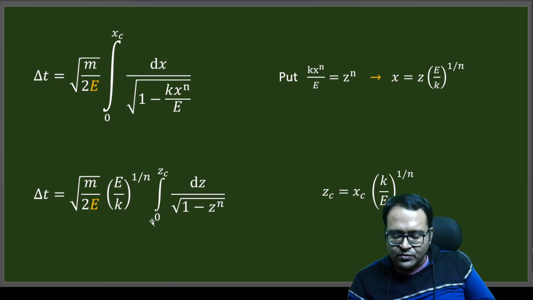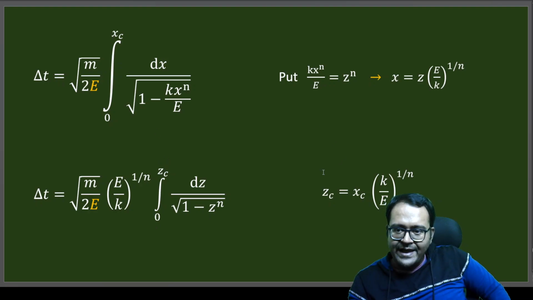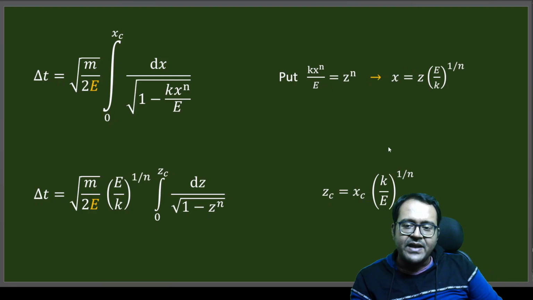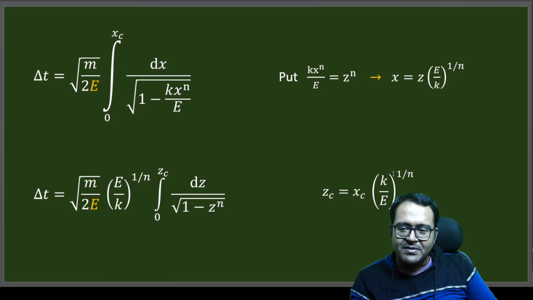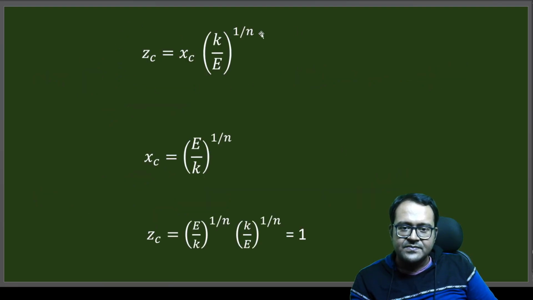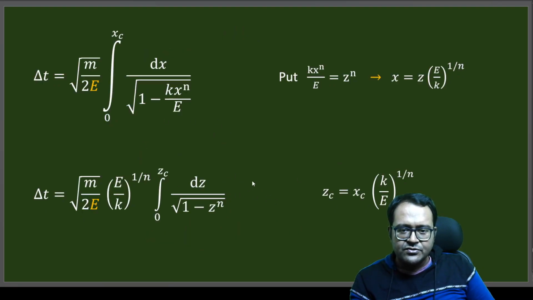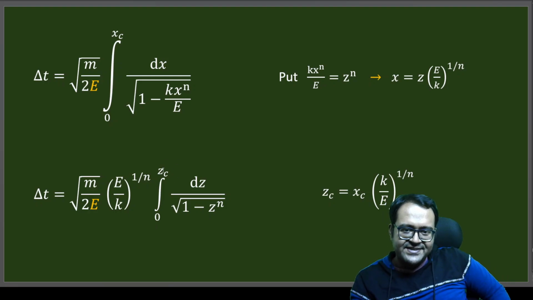And the integration limit goes from 0 to zc, not xc, since you changed your variable. Your zc is nothing but xc multiplied by k by e to the power 1 by n. And you have the value of xc, e by k to the power 1 by n. So xc into k by e to the power 1 by n just makes it 1. So zc is 1. We already got the desired result, but you still need to see that zc is also 1.